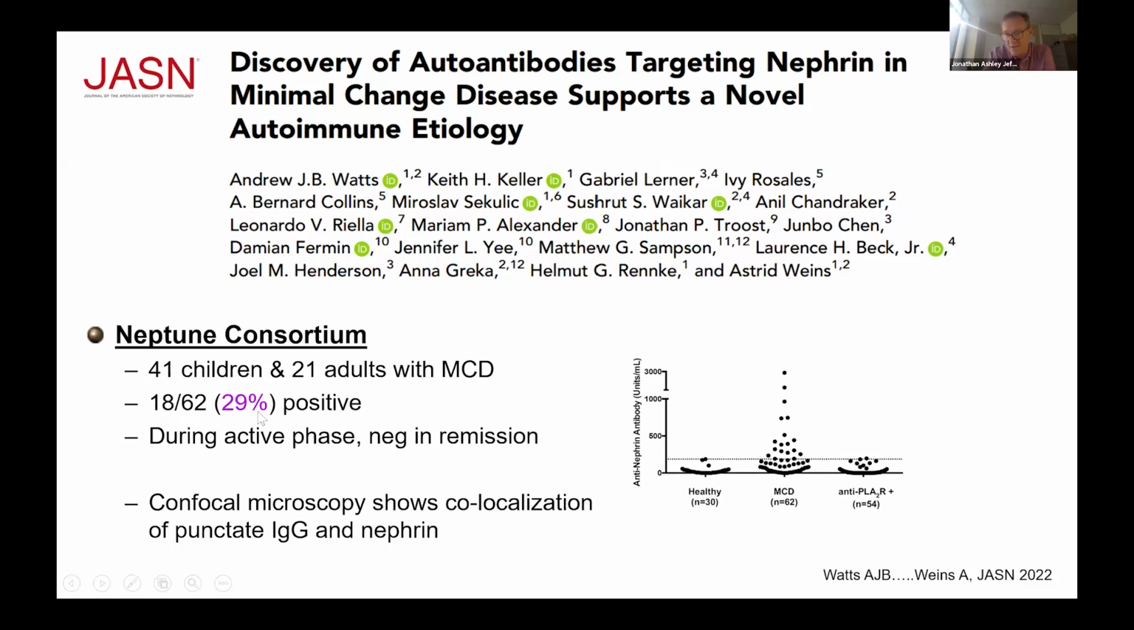Now, a couple of caveats: these patients were enrolled in the study at various phases. So some had active nephrotic syndrome, some had already been treated. And as we'll talk about, there's some discussion about the assay used to measure anti-nephrin antibodies. But she was able to show some correlation with activity: the antibody seemed positive during active nephrosis and went negative during remission. And again, in a subgroup, confocal microscopy showed co-localization of punctate IgG and nephrin.